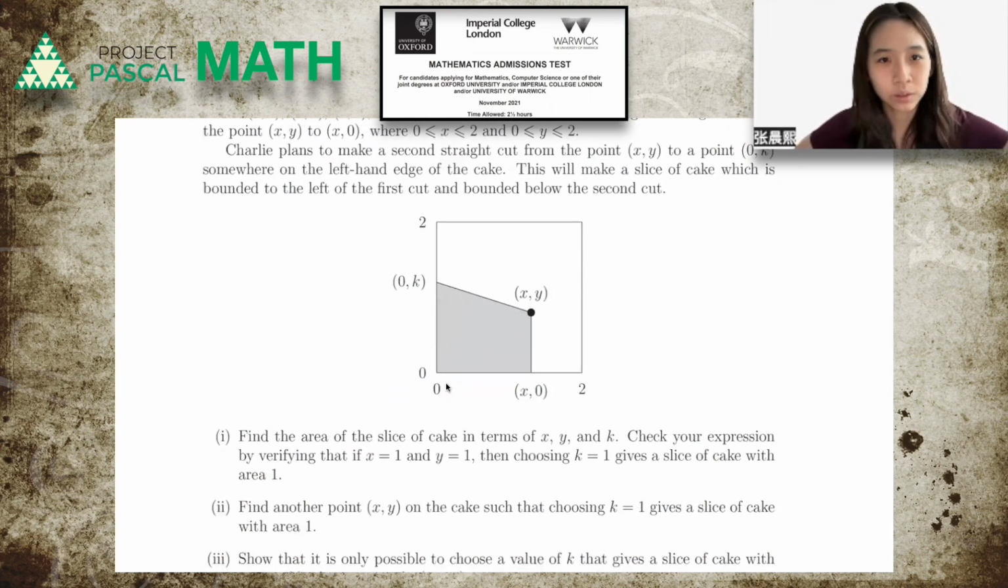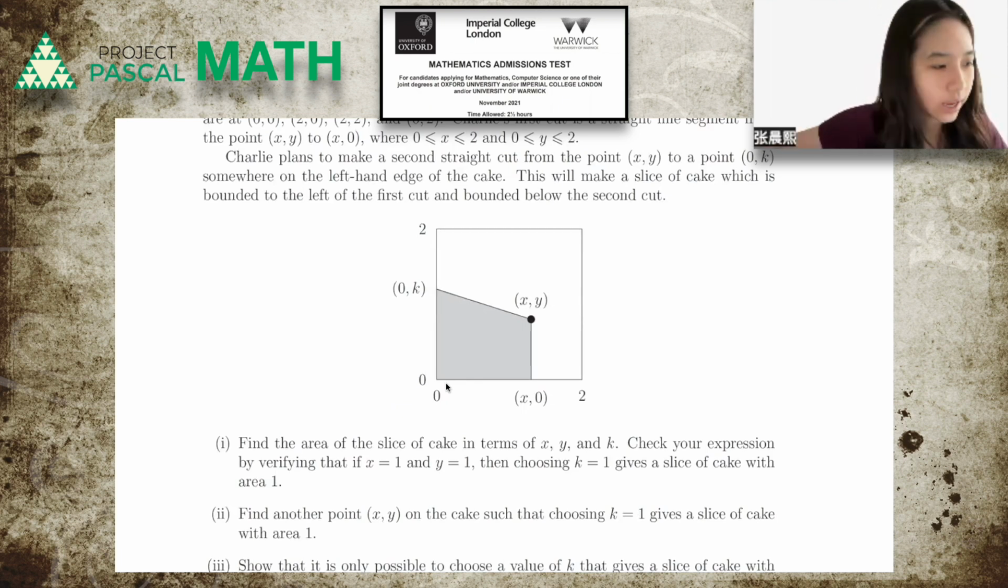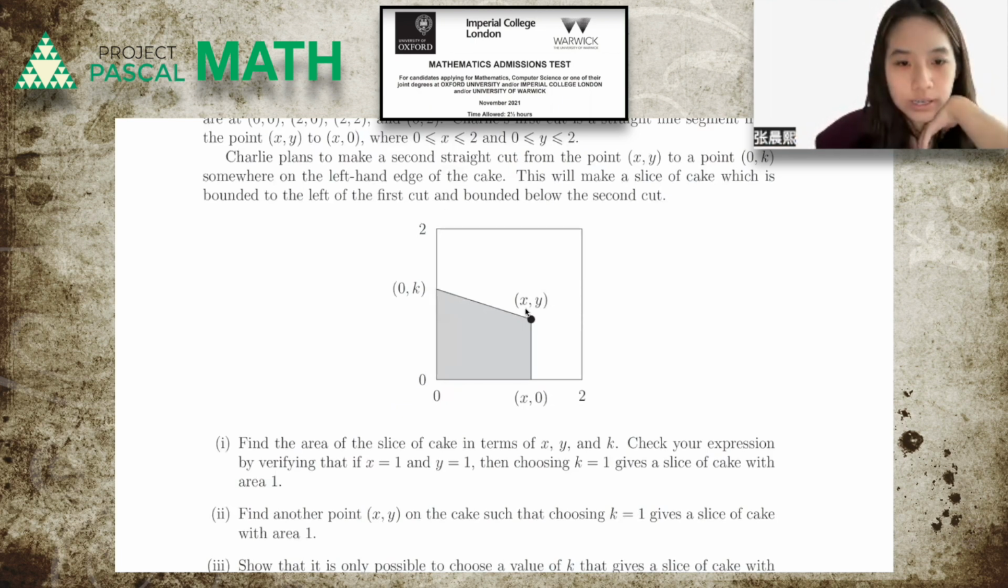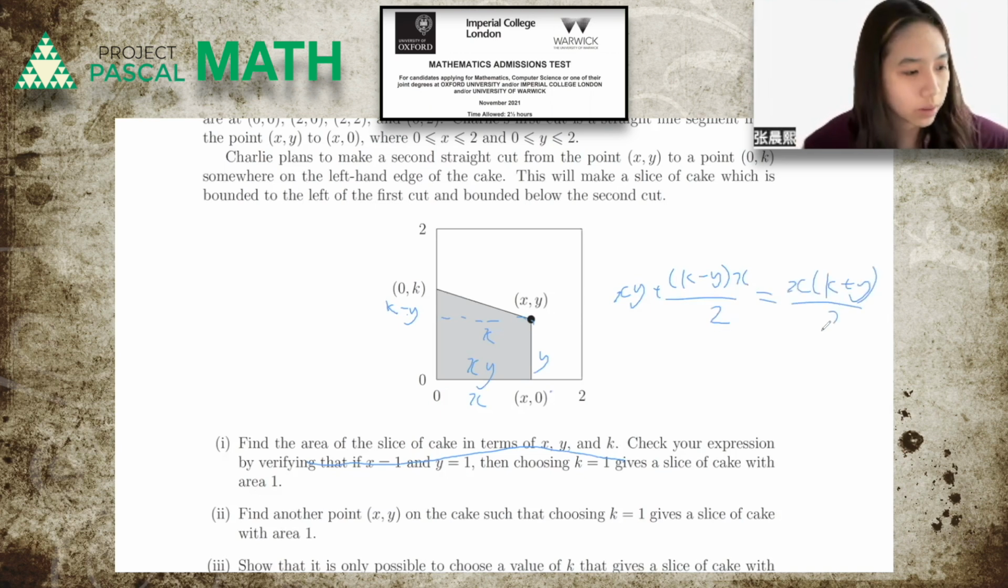Okay, so Charlie wants a slice of cake, but I'm not sure this really looks like a cake here. Find the area of the slice of the cake in terms of this. So this is x and this is y, so xy, and then here it's (k minus y) times x, so it's xy plus (k minus y)x, divided by 2, which is just xk plus y divided by 2.